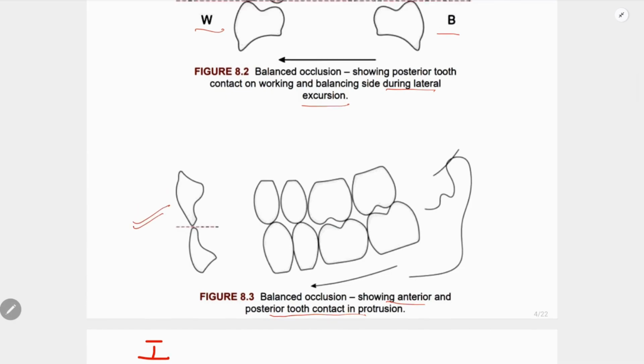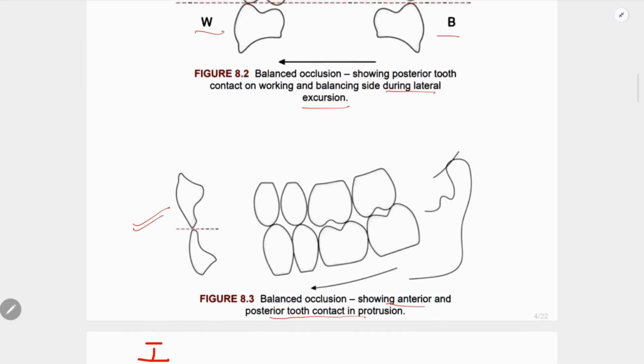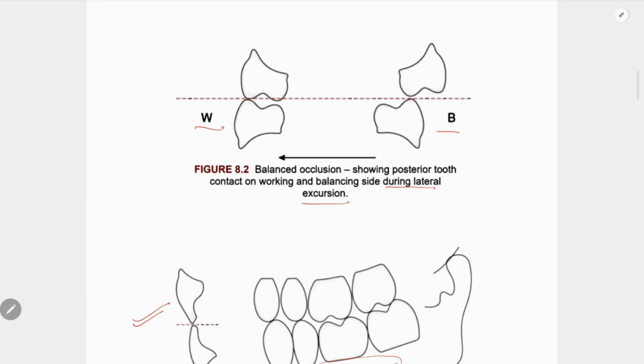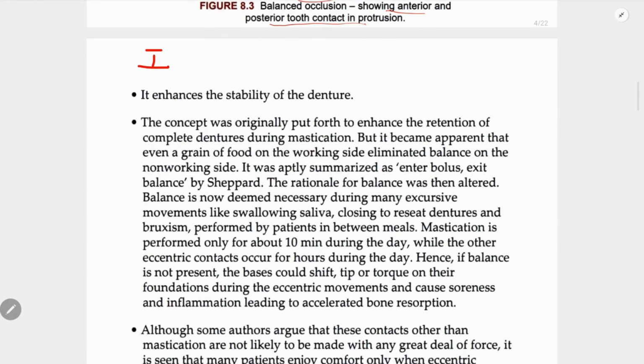So simply what you have to draw: two incisors, upper and lower, show the teeth that are in occlusion and make this arrow suggesting that it is during the protrusion movement. Simultaneously in this, you have to draw 2 molars, show them in occlusion and mention during the lateral excursion movement. Then comes the importance of balanced occlusion. So what is the importance? Why do we need balanced occlusion?